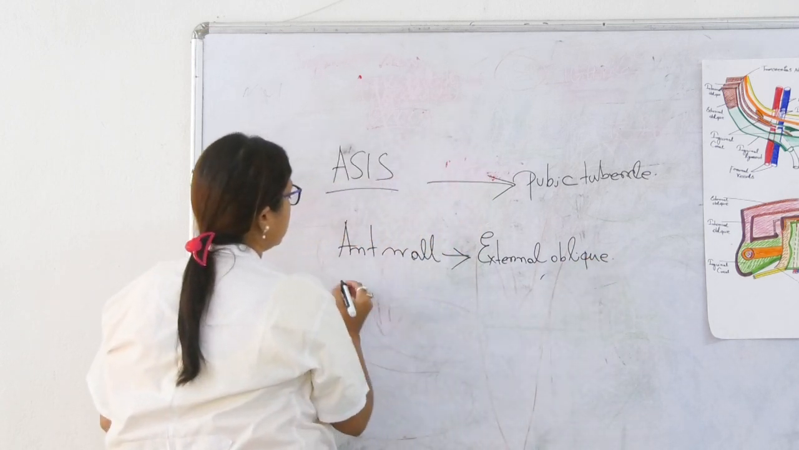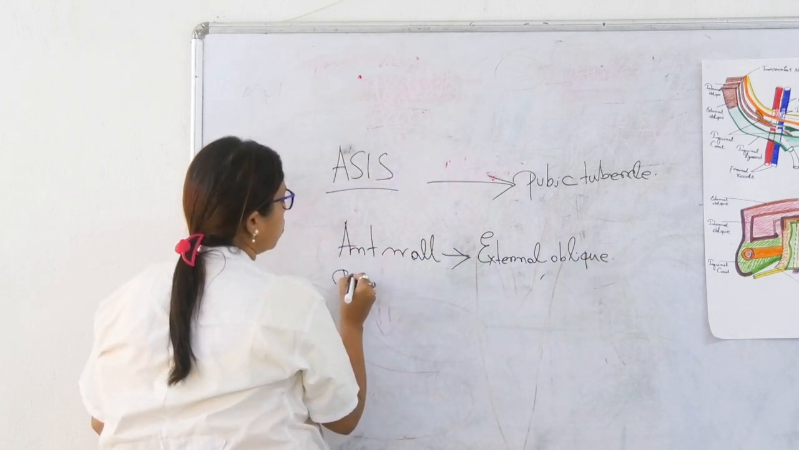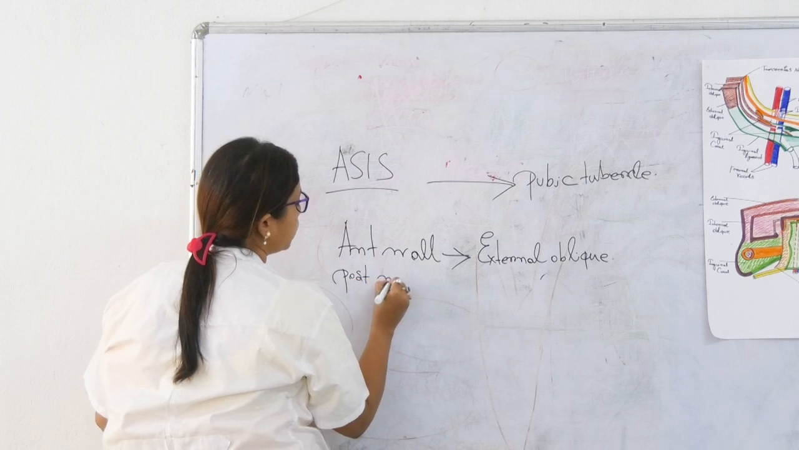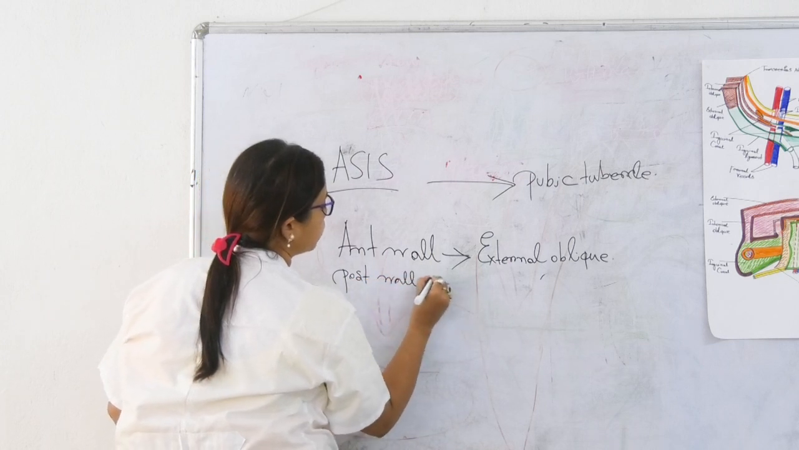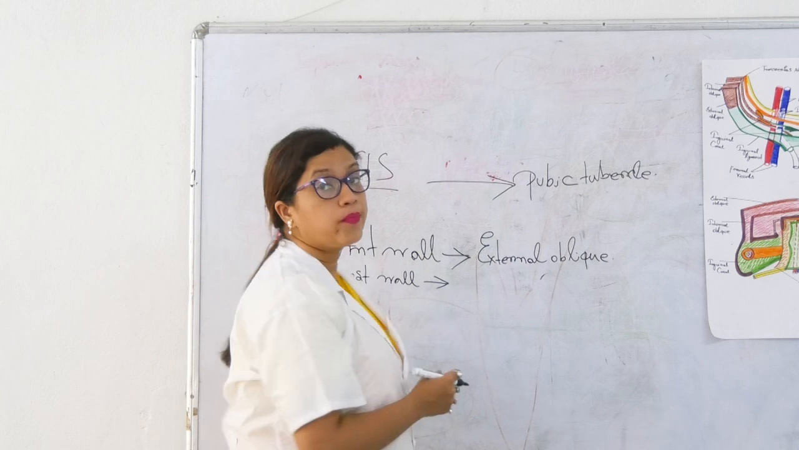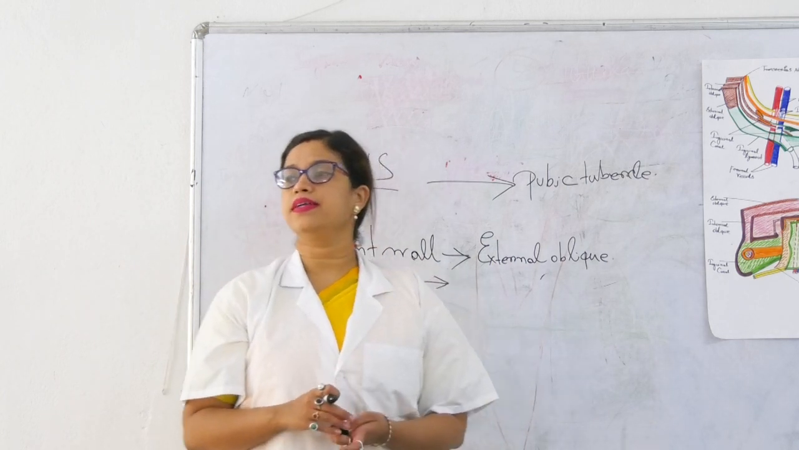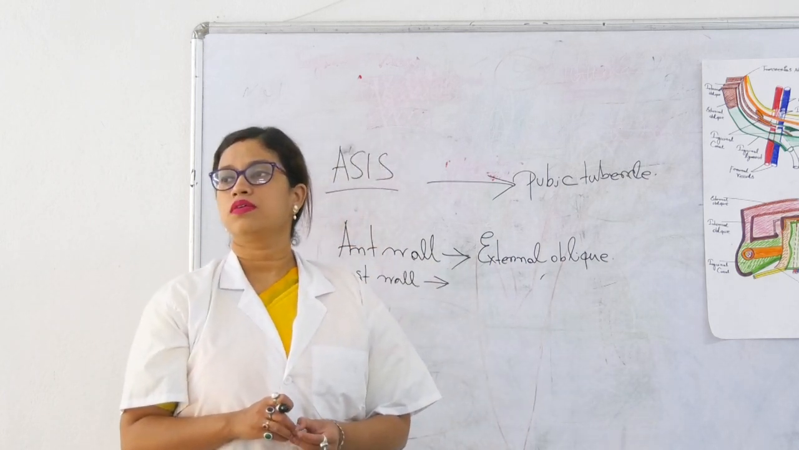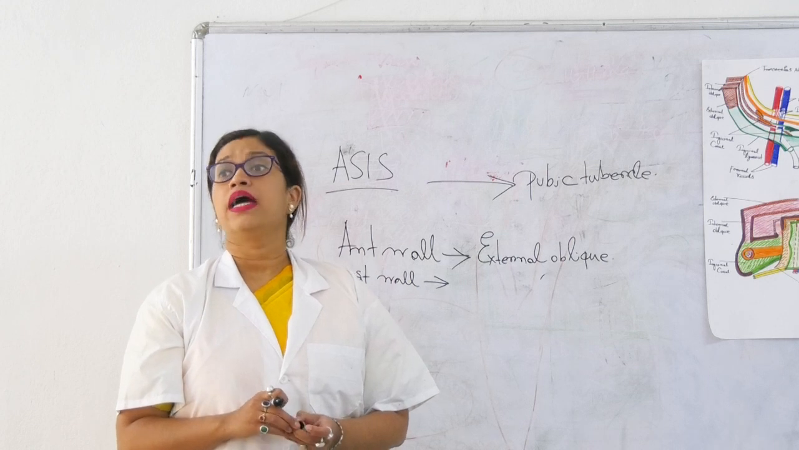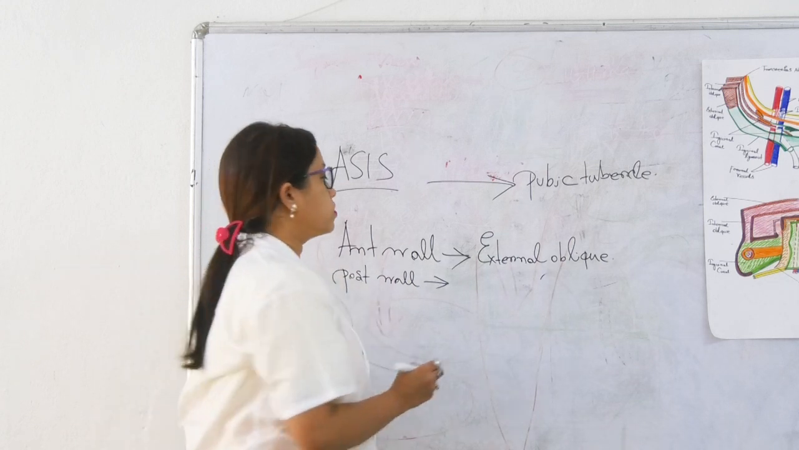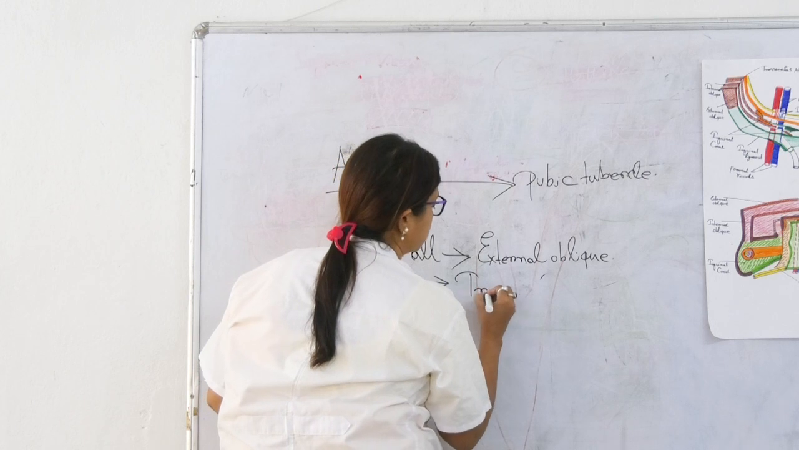Then the posterior wall. How is the posterior wall formed? By backwards, which muscle is there? Transversus abdominis. Okay, transversus abdominis.